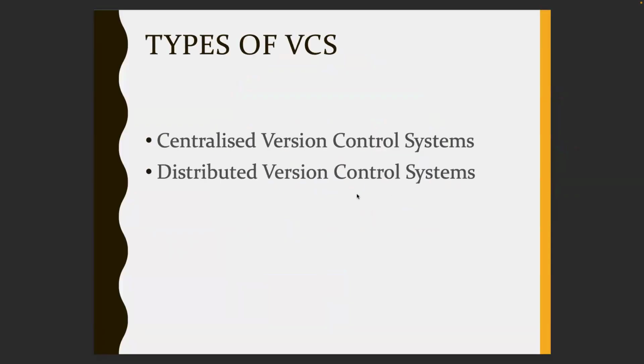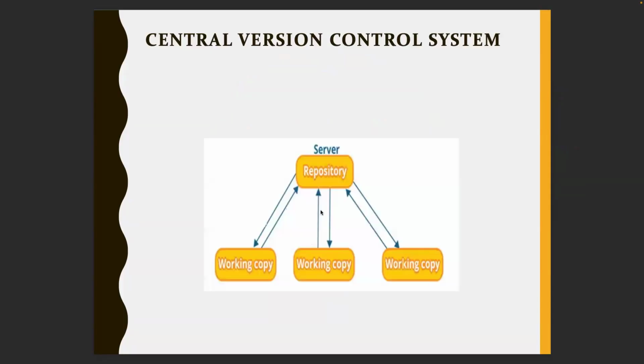So we understood what is a version control system. Now let's talk about types of version control systems. There are different types of version control systems, like centralized version control systems and distributed version control systems. What is a centralized version control system and how are they categorized? They were categorized based on their architecture.